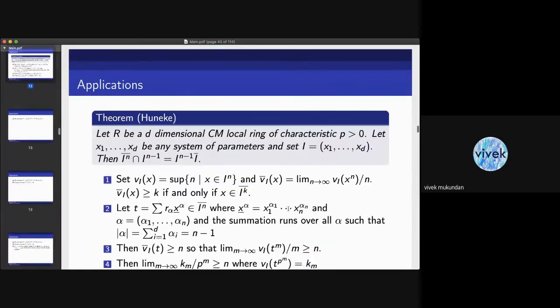So if you look at the element we took, an element P, which is the summation of r_alpha x^alpha on the left-hand side, obviously x^alpha is in I^(n-1). And we basically showed that r_alpha here is actually inside I-bar. Therefore, it is actually in I^(n-1) times I-bar. So we get this result in characteristic p.